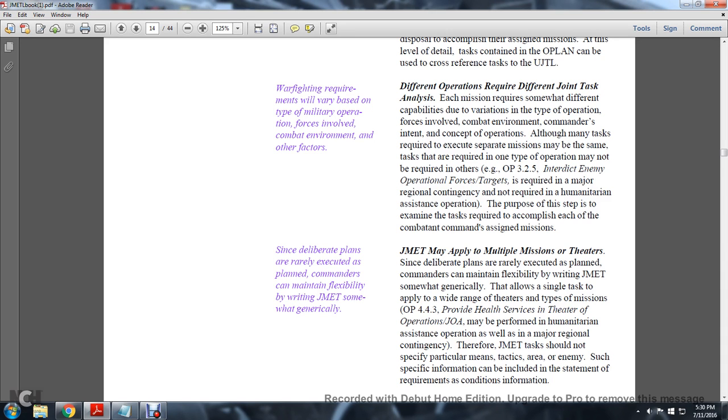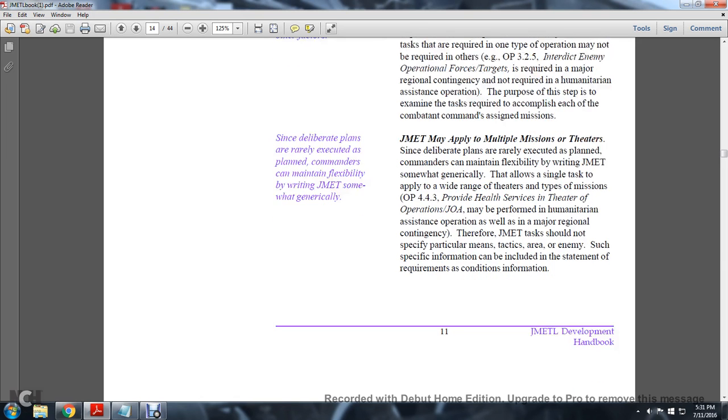Although many tasks are required across separate missions, a task required in one type of operation may not be required in others. Directing enemy operational forces and targets is required in a major regional contingency, but not required in a humanitarian assistance operation. The purpose of this step is to examine the tasks required to accomplish each of the combatant command's assigned missions.